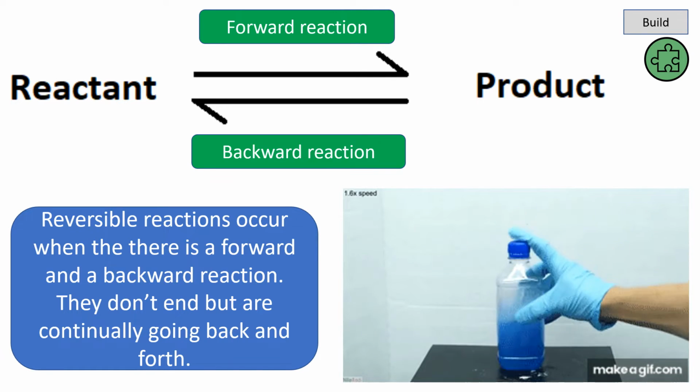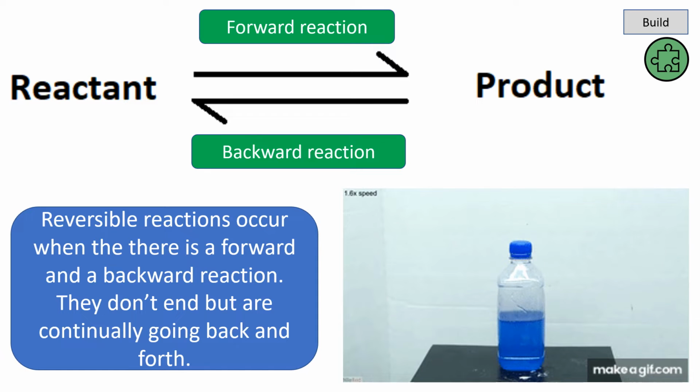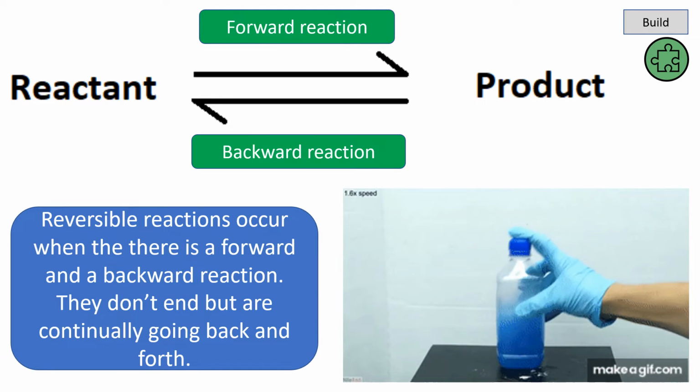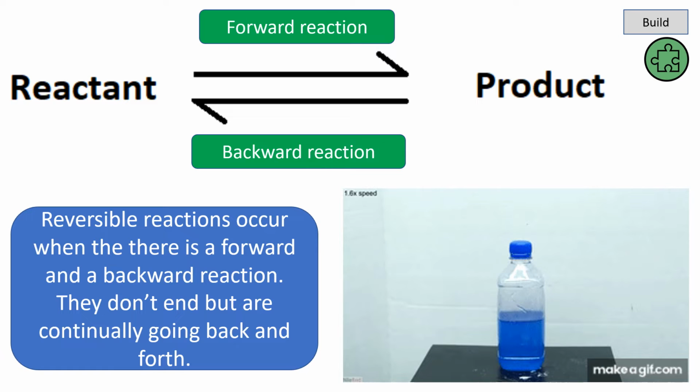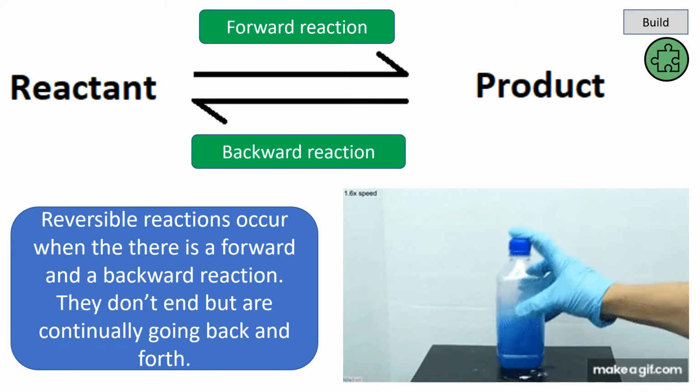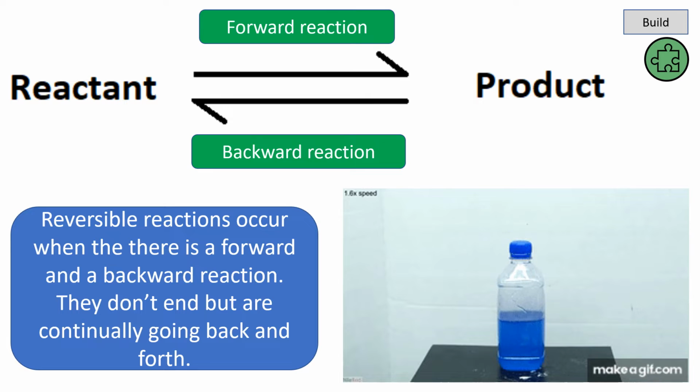If you look to the top middle of your screen, you can see an arrow where half of the arrow is going in one direction. We call this the forward reaction, and the other half is going back towards the reactant side, which is the reverse reaction or the backward reaction. So what we have here is a situation where reactants react together to make something new, the product, and then that product decays or reverses the chemical reaction to become the reactants again.